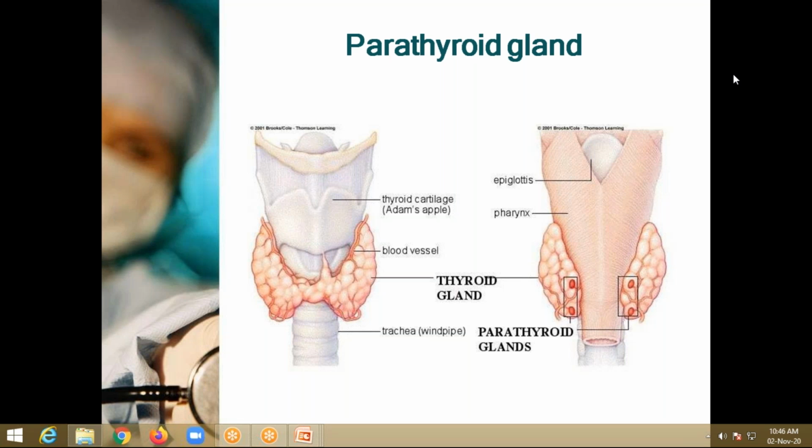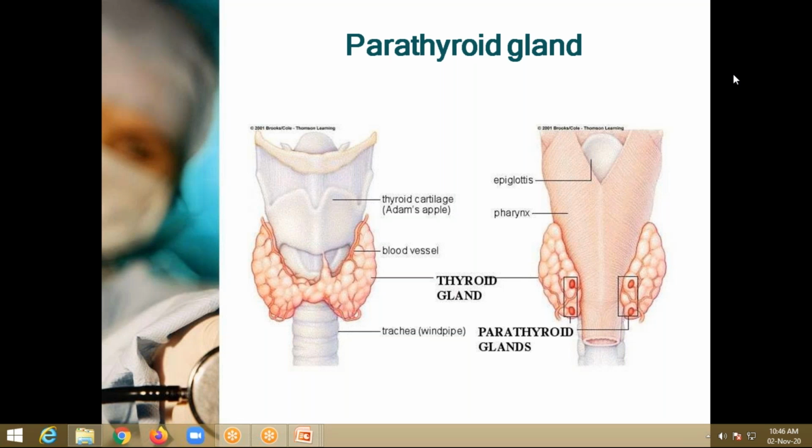What is the function of the parathyroid glands? It is to secrete parathormone. Parathormone helps in maintaining the calcium levels in the body. The normal calcium level is 8 to 10 milligrams per deciliter.